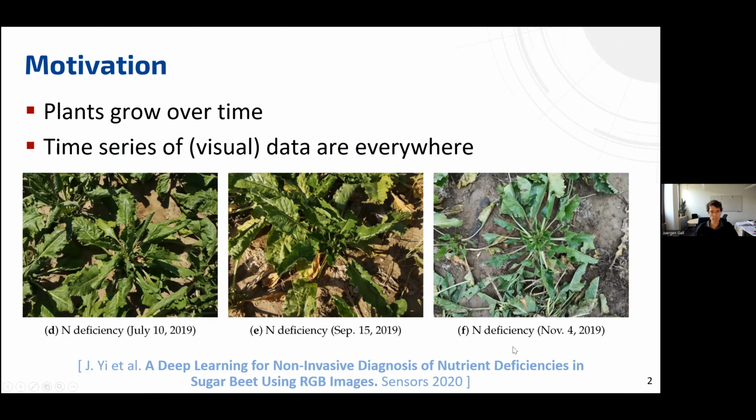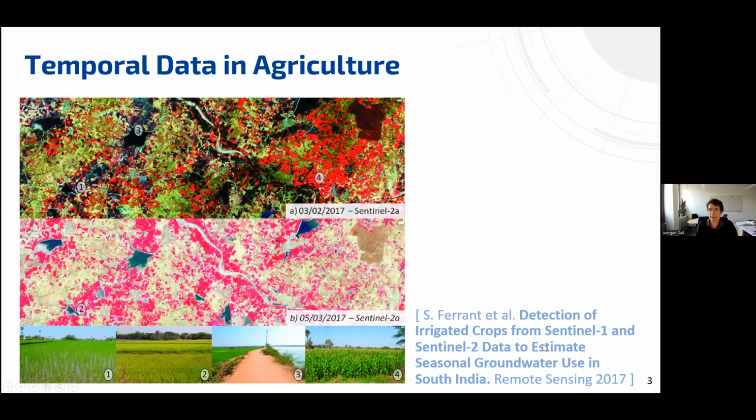This is an example of a recording. It's actually about sugar beet. And the sugar beet has been recorded at different times of the year in 2019. And this is also an example where the plant suffers from a nutrient deficiency. This is an example where the images are collected directly close to the ground, but also if I have a satellite image, remote sensing, here we also have data which has been collected over time.